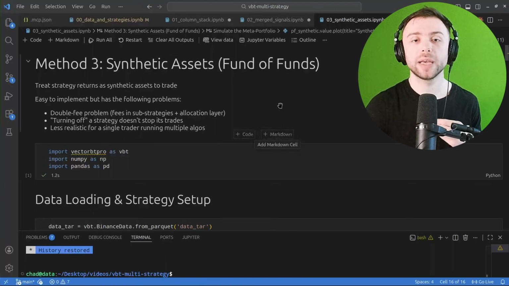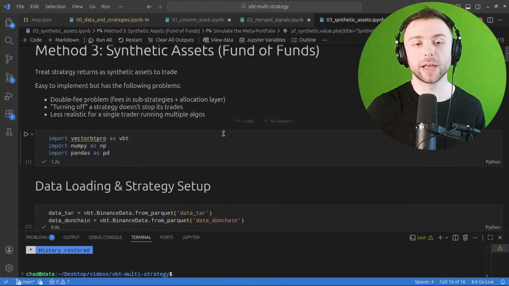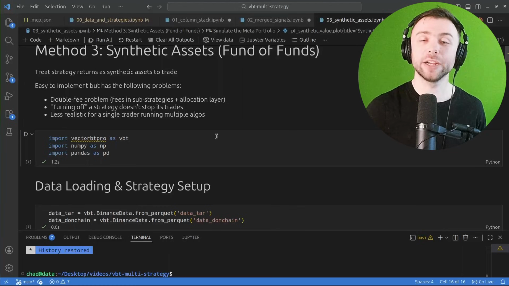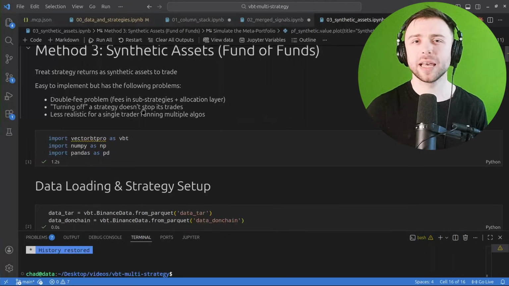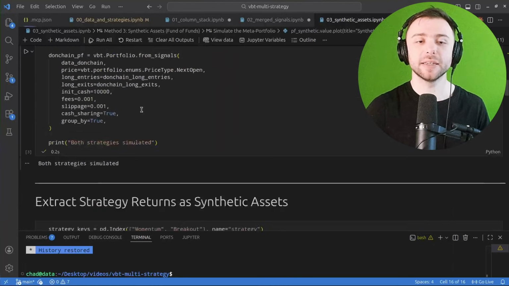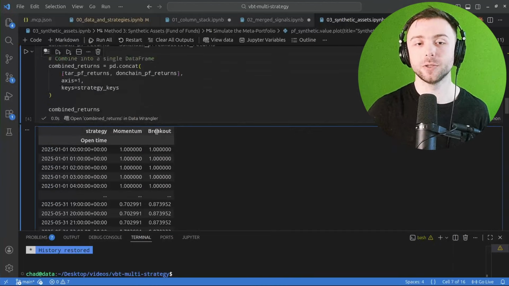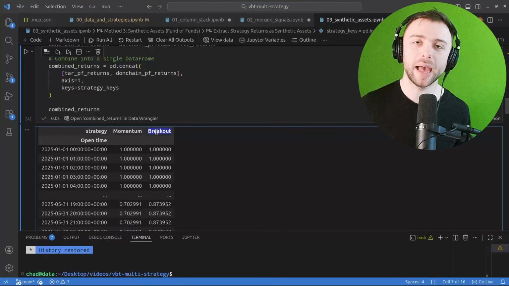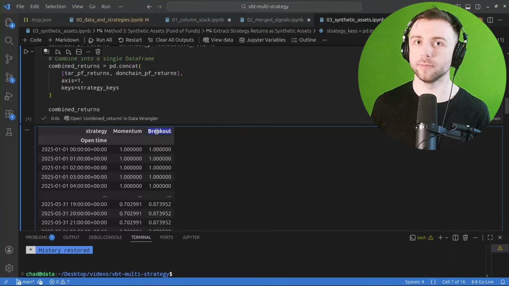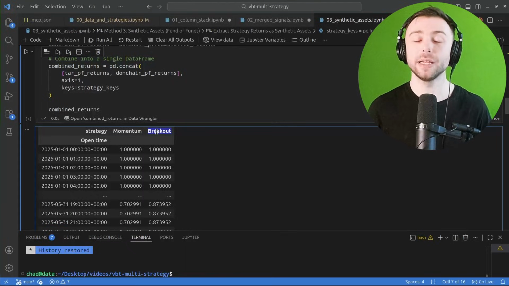Of course, we have the same issue as before in that the backtests are done completely separately, so the strategies cannot interact with each other. I've said enough about that. We also have this thing where if I allocate, say, 0% to this breakout strategy, that is not quite the same as turning off an algorithm. So it depends on how you manage your strategies.